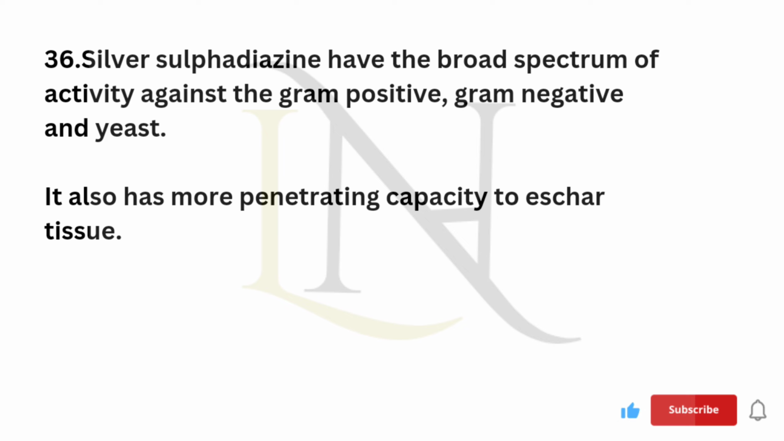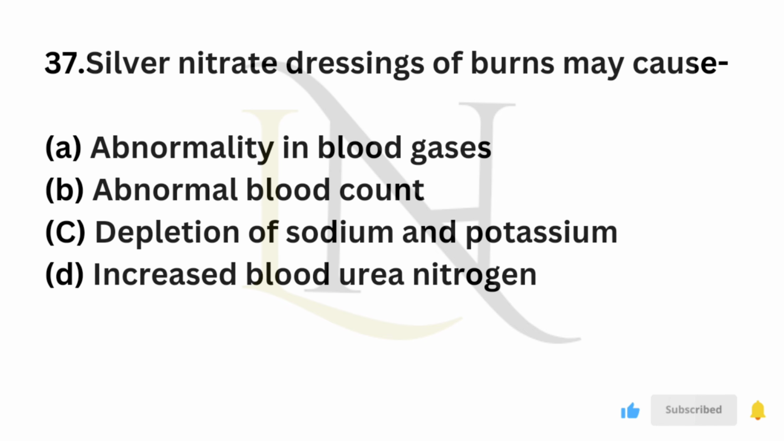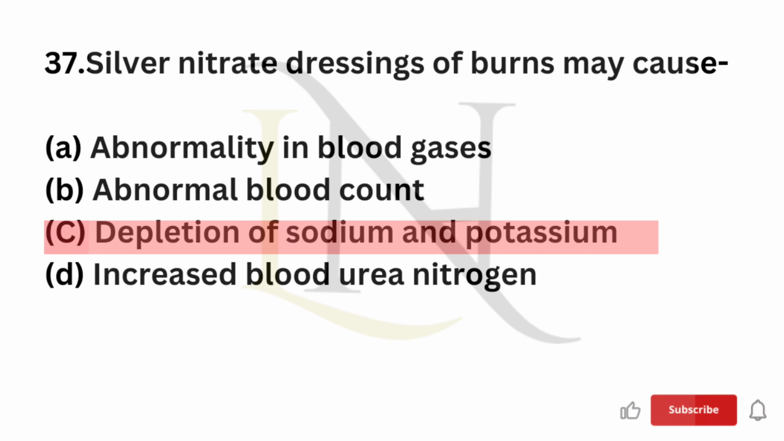Next MCQ. Silver nitrate dressing of burns may cause: Option A, abnormality in blood gases. Option B, abnormal blood count. Option C, depletion of sodium and potassium. Option D, increased blood urea nitrogen. Answer is option C, depletion of sodium and potassium is correct answer. Next MCQ.